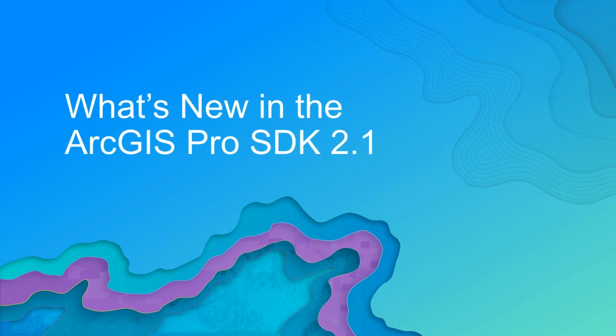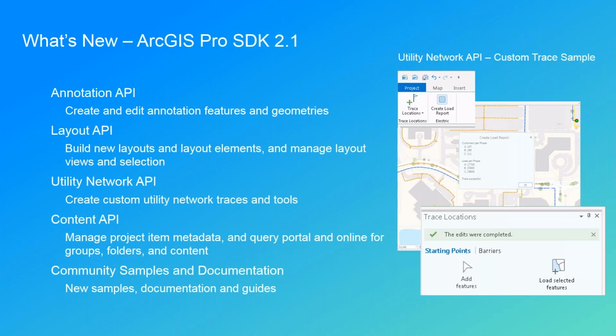Thanks. All right, so let's take a look at what's new. ArcGIS Pro 2.1 was released just 4 weeks ago on January 17th. And this is a very exciting release. It provides a lot of new API enhancements, which many user organizations have been asking for. First, we have the new Annotation API, which allows you to create and edit annotation features and their geometries. This is a great addition for organizations that need to perform detailed annotation editing and management tasks.